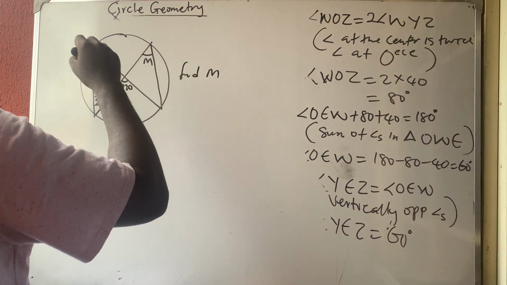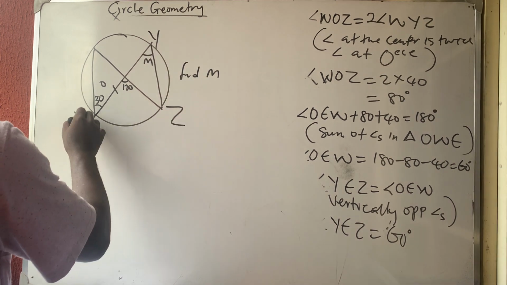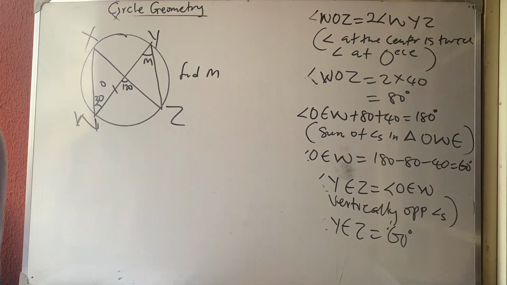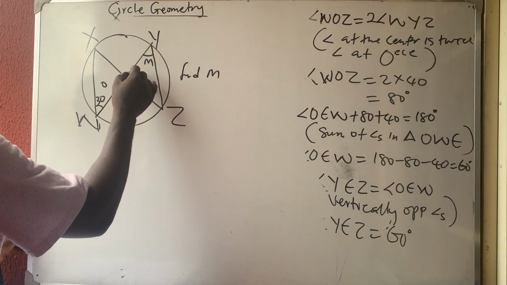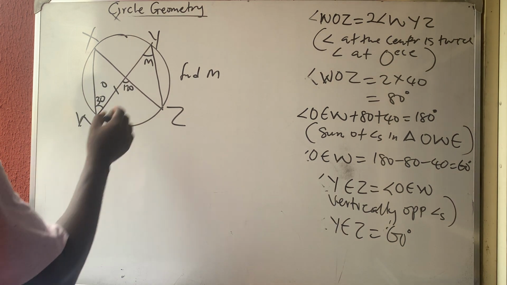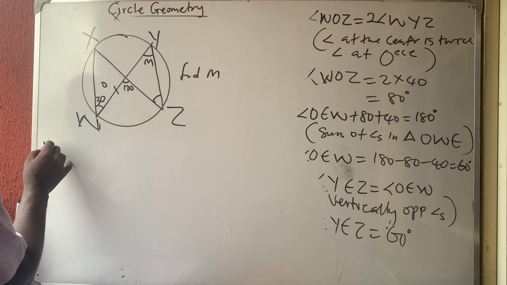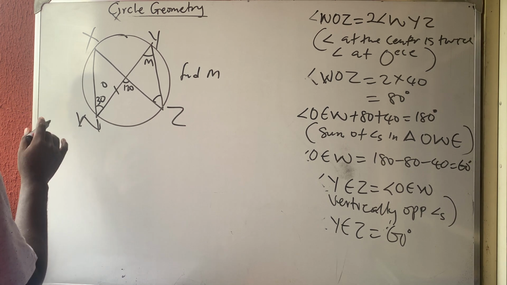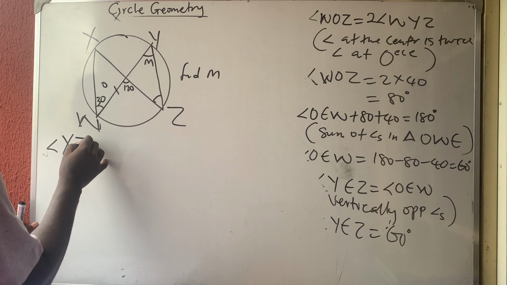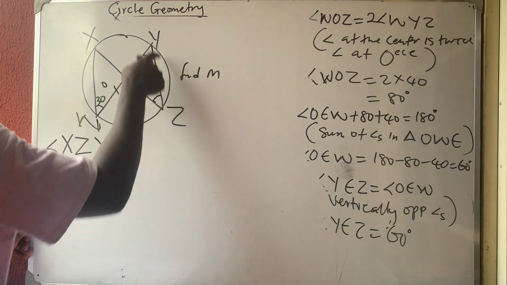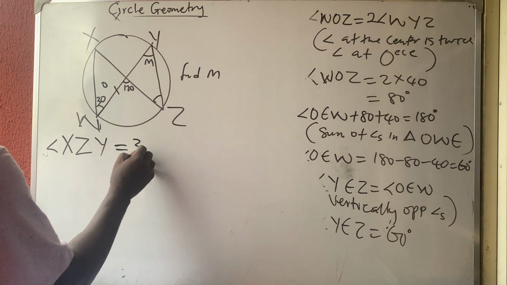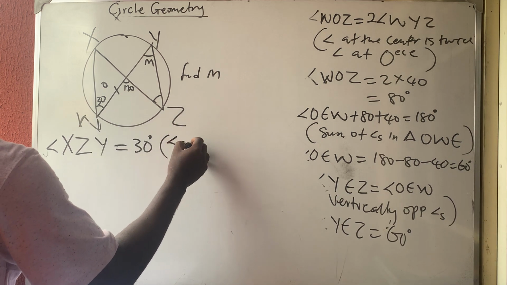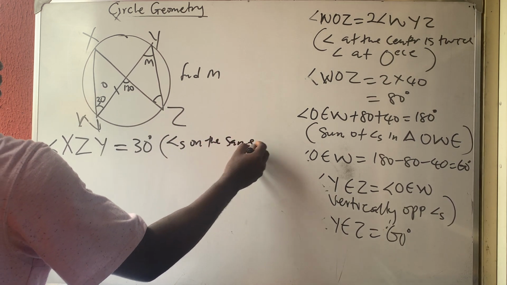And they say that this is Y, Z, W, and X. This is one of the simplest questions you can ever get, because we can get here. In fact, we can get here. Let us get here. We tell them that angle XZY, which is this place, is equal to 30 degrees. What is my reason? Angles on the same segment.